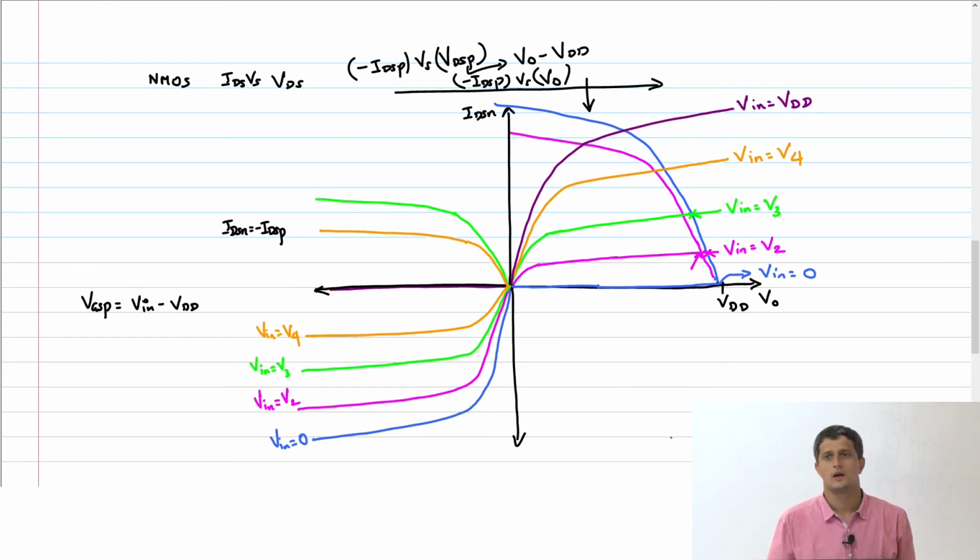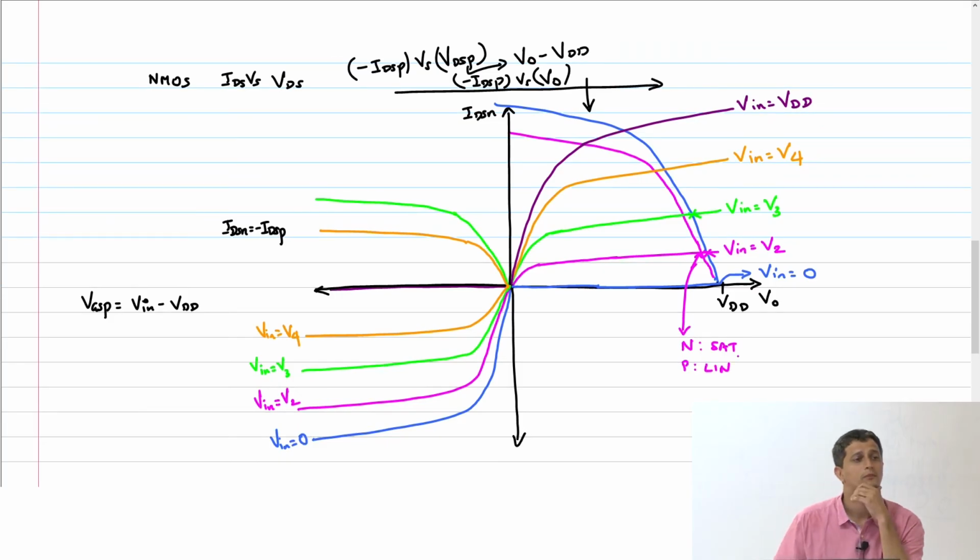Correct? Now let me ask you a question. In which region is the NMOS transistor? Which region is the PMOS transistor? NMOS is in saturation, because if you just look at it, you will know the current is in saturation region, whereas the PMOS current is in linear region, right? So this point corresponds to NMOS being in saturation, PMOS being in linear region. Okay? Similarly, I can now move this guy.